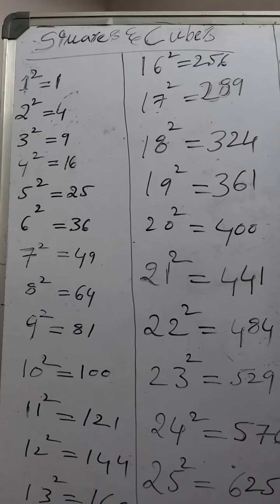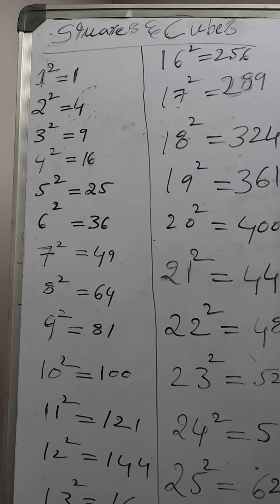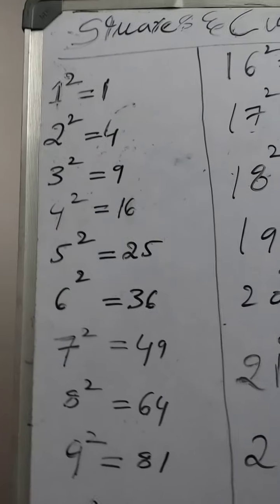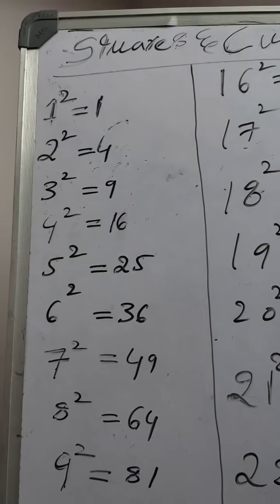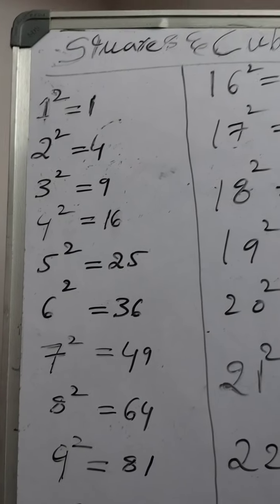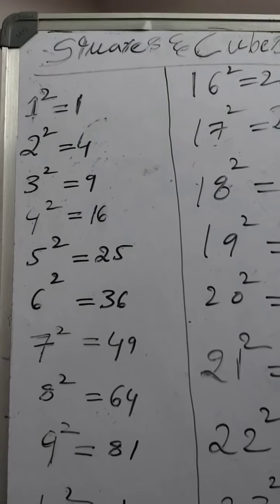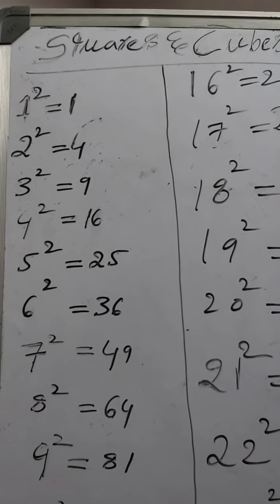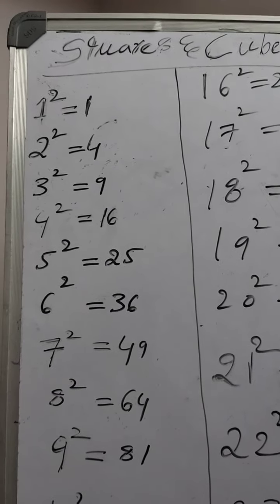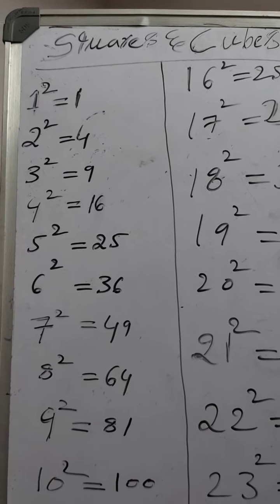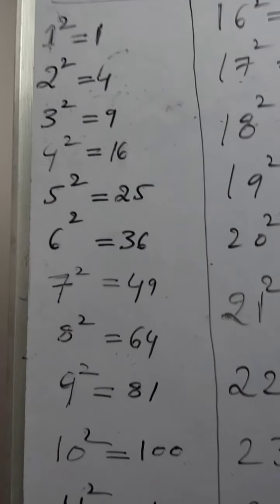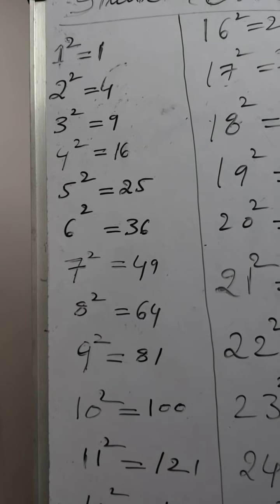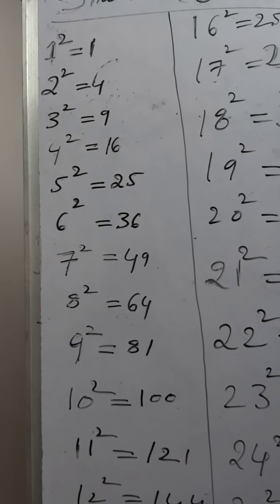So squares and cubes. 1 square is equal to 1, 2 square is equal to 4, 3 square is 3 into 3, 9. 4 square is equal to 16, 4 into 4, 16. 5 square is equal to 25, 5 into 5, 25. 6 into 6, 36. 7 into 7, 49. 8 square is equal to 64. 9 square is equal to 81.